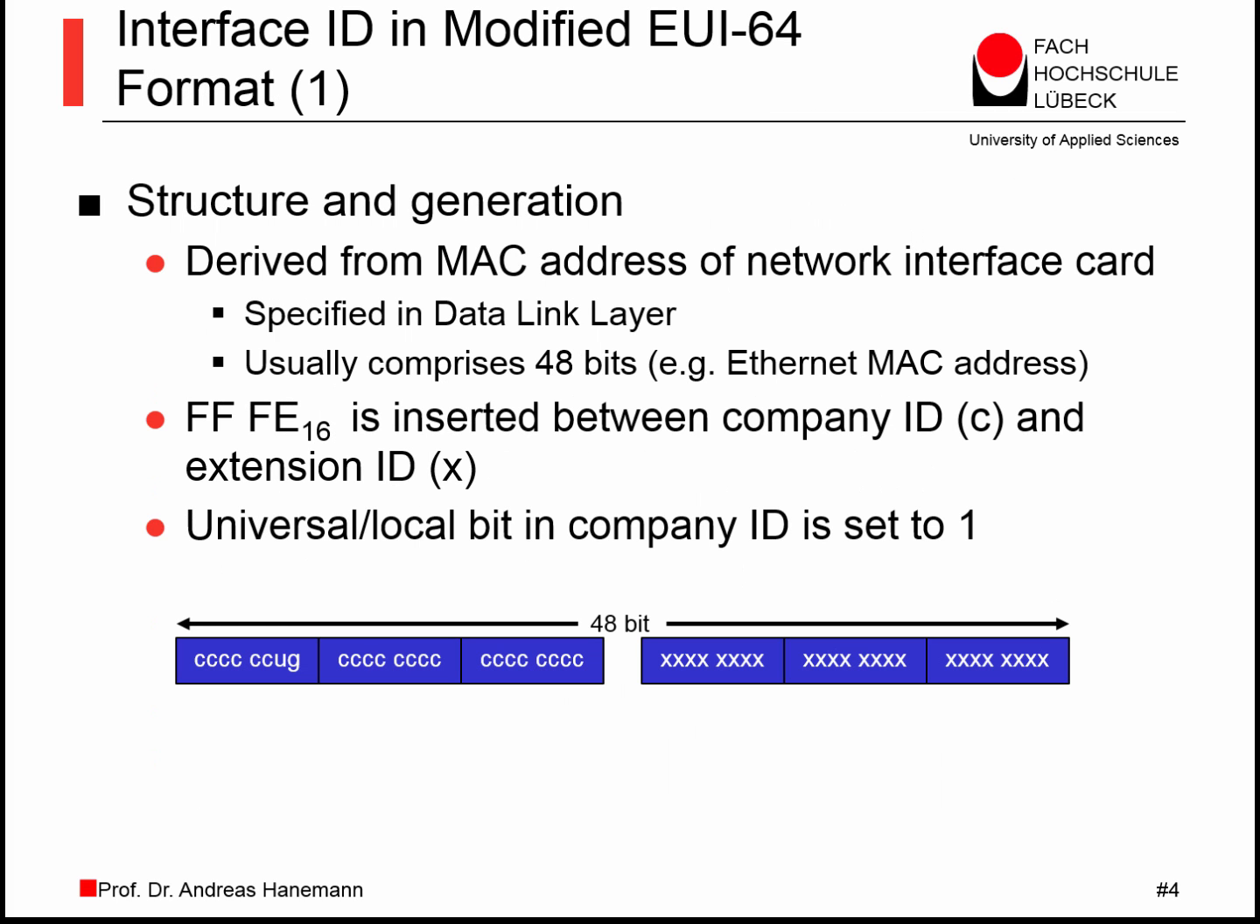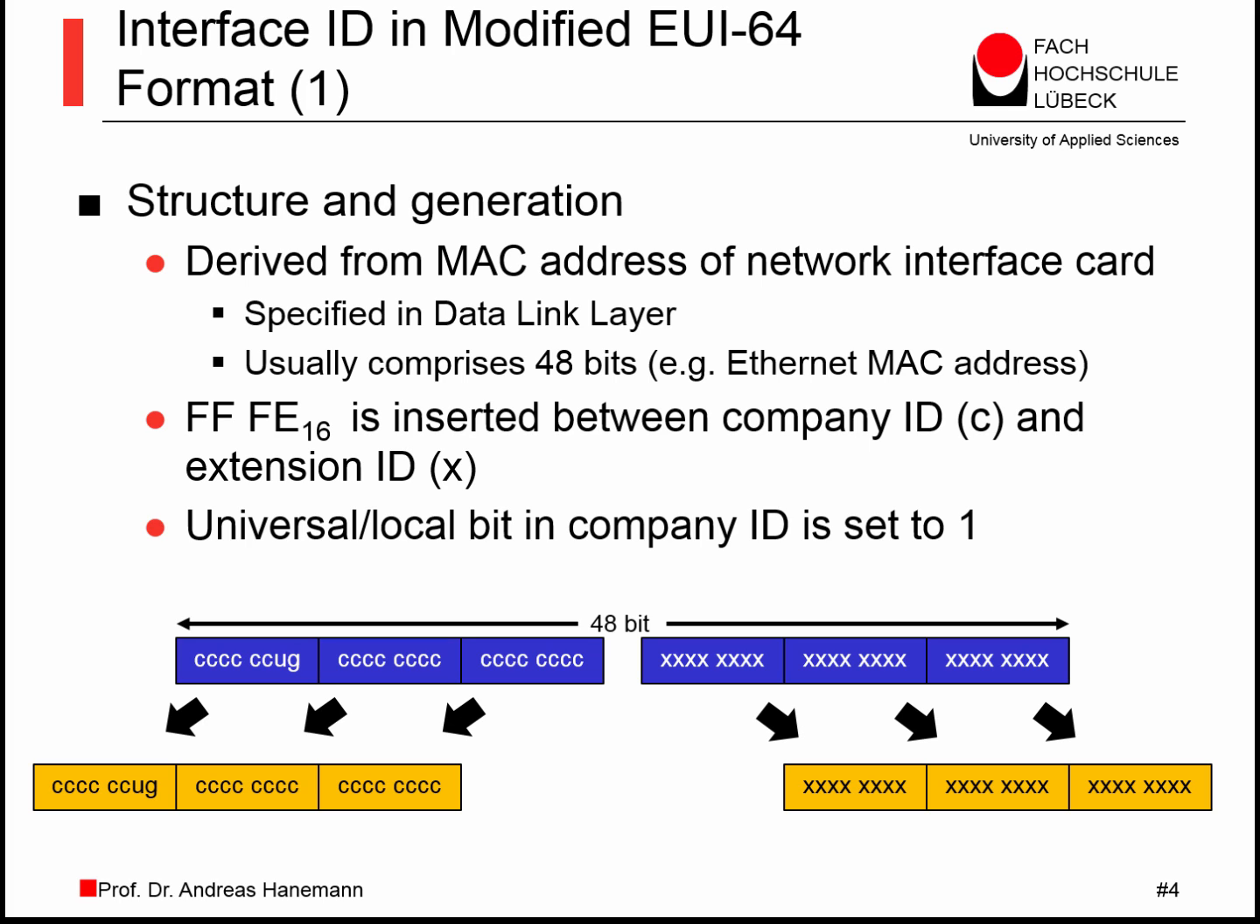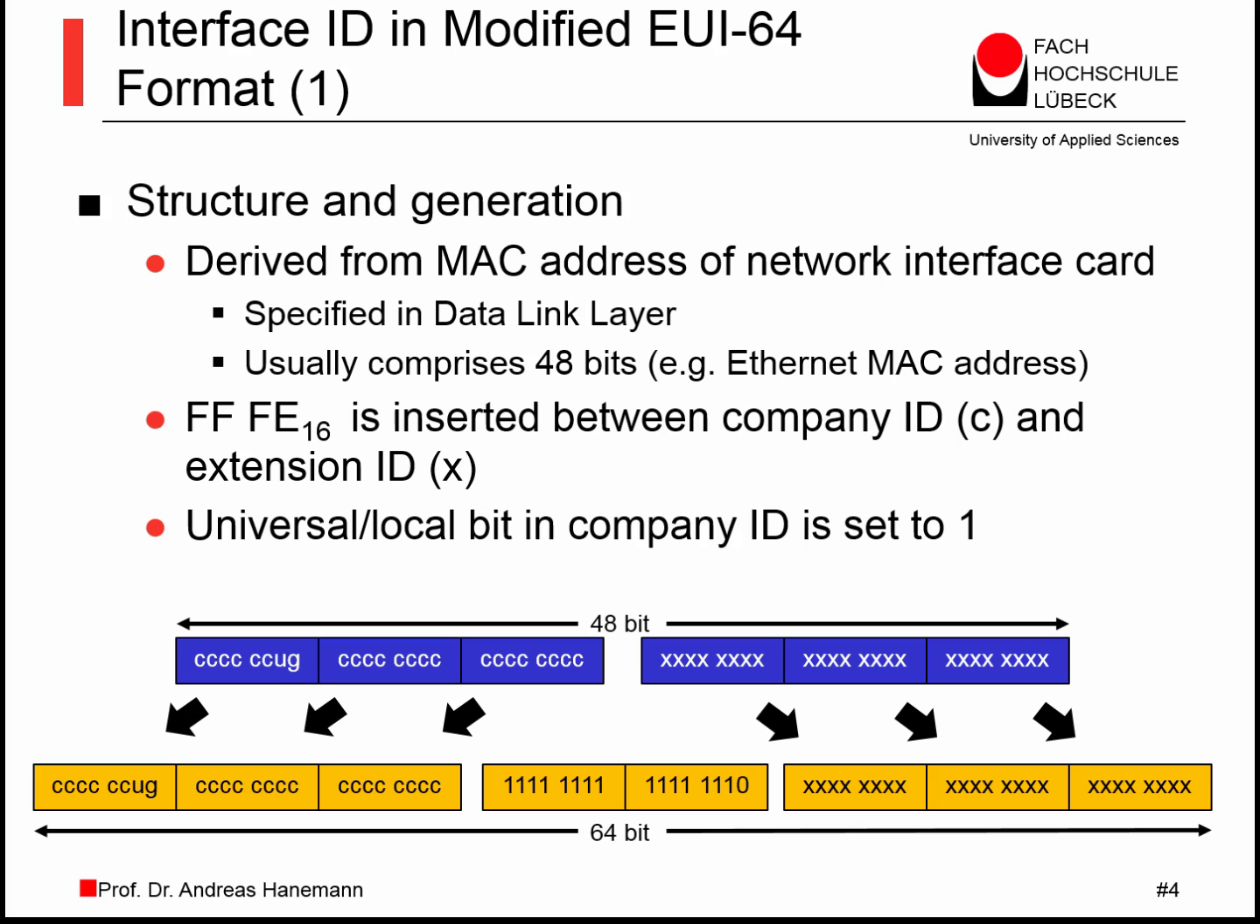On this slide, we see how it is possible to generate an interface ID based on the MAC address. This is called the modified EUI-64 format. You basically take the 48 bits of the MAC address and extend it to 64 bits by inserting a well-known bit sequence in the middle. The universal/local bit in the company ID part is set to 1.